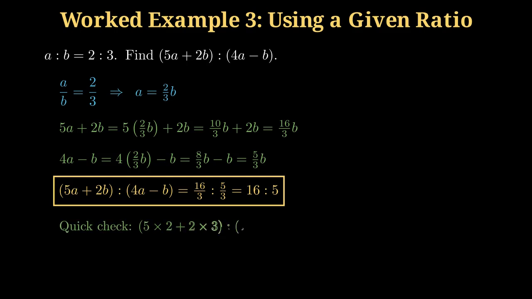The book also shows a faster route. Substitute the ratio numbers directly, a as 2, b as 3. 5 times 2 plus 2 times 3 is 16. 4 times 2 minus 3 is 5. 16 to 5, same answer.